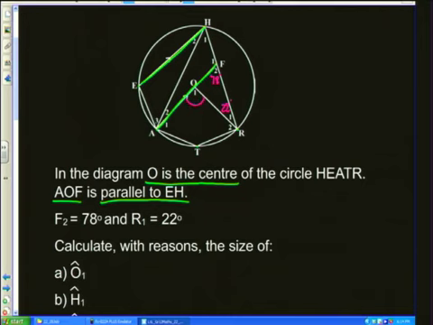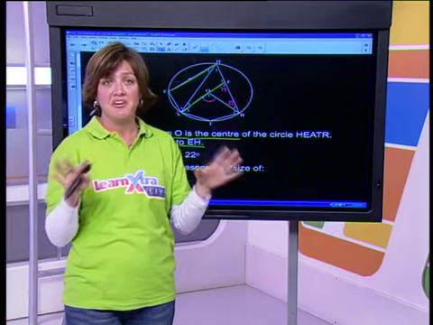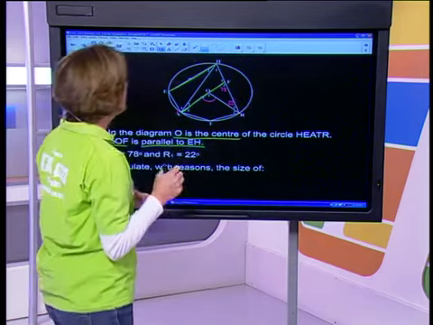Okay, so what can we see? O1 is an angle at the center of my circle. I think you guys all agree with me. I can see that over there. So what can we use? Could we use angle at center is 2 times angle at circumference? Well, unfortunately, no, because we don't know what H1 is yet. If we knew what H1 is, great, but we don't, so we can't use that.